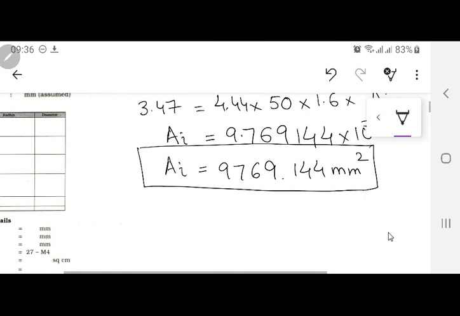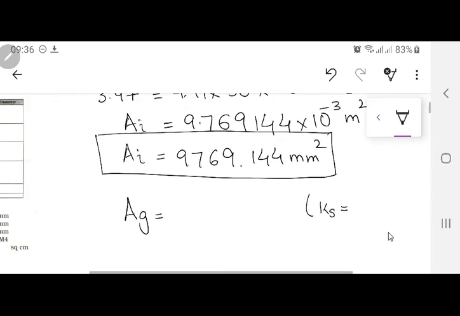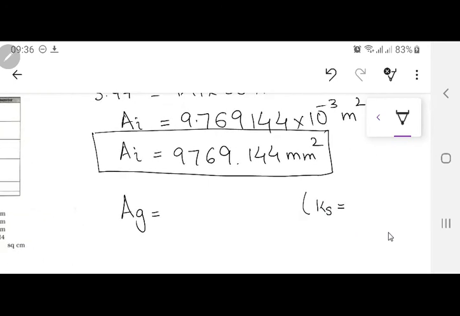Now this is AI. Now we also need to find out first of all the gross area. Okay, this is the iron area. So here the first thing first, we have to assume the stacking factor. Now stacking factor is totally dependent on you, or maybe it will be given in your question. So the stacking factor is totally up to you. You want to take 0.95, 0.9, 0.97 or whatever. It's totally up to your design.